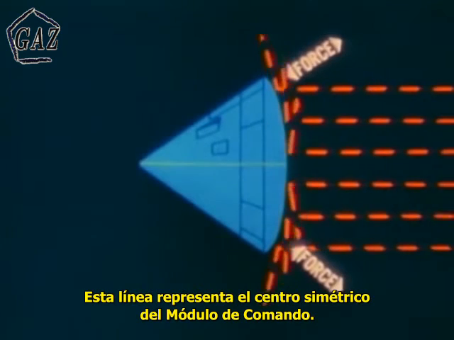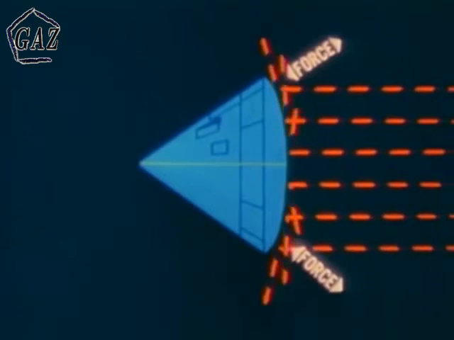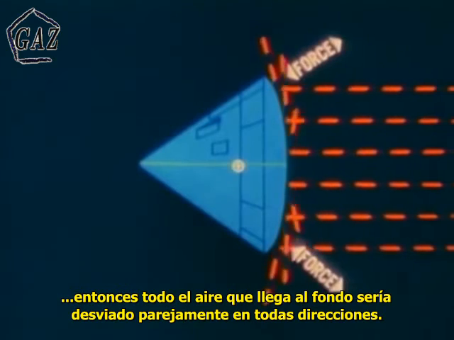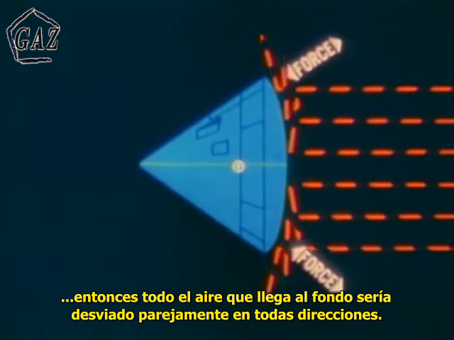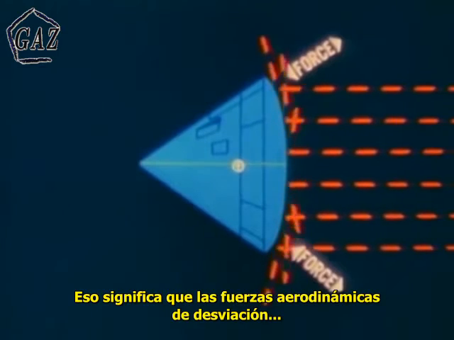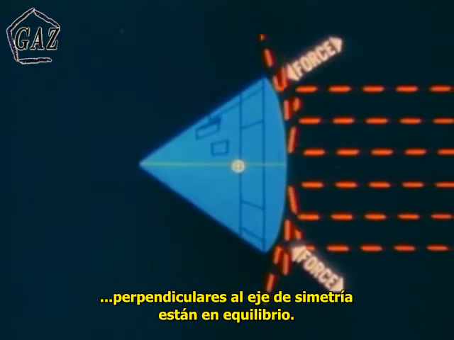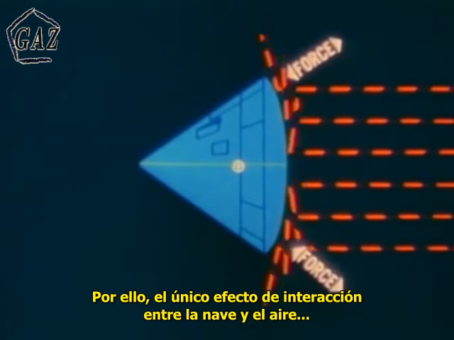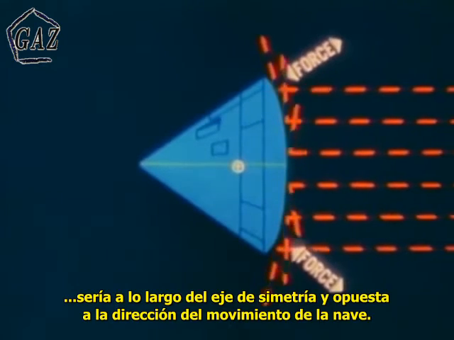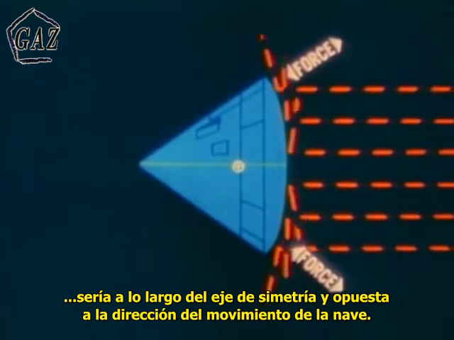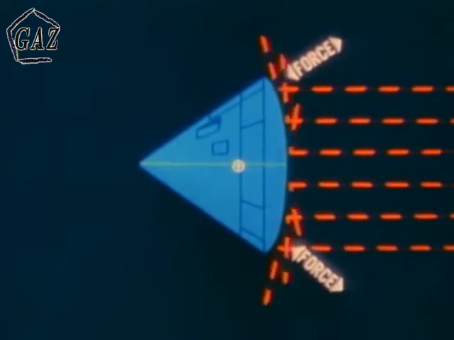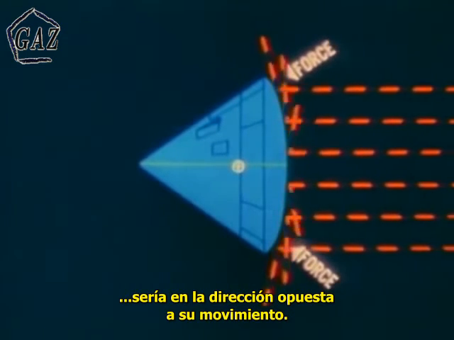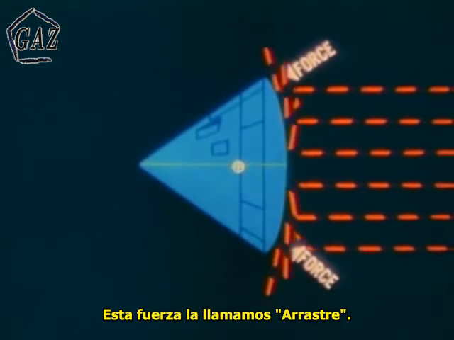This line represents the symmetrical center line of the command module. If the center of gravity were located on this axis of symmetry, then all air striking the blunt end would be deflected equally in all directions. This means that the aerodynamic forces of the deflections perpendicular to the axis of symmetry would be balanced. Then the only effect of the interaction of the spacecraft and the particles of air would be along the axis of symmetry and opposite to the direction of the spacecraft motion. Therefore, the only aerodynamic force acting on the spacecraft would be in a direction opposite the direction of spacecraft motion. This force is called drag.